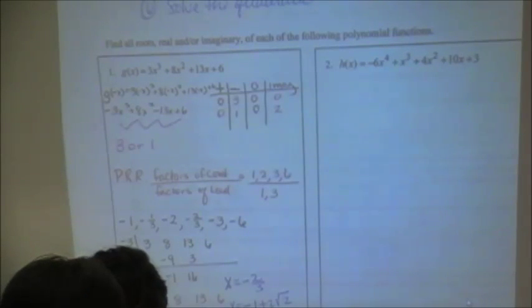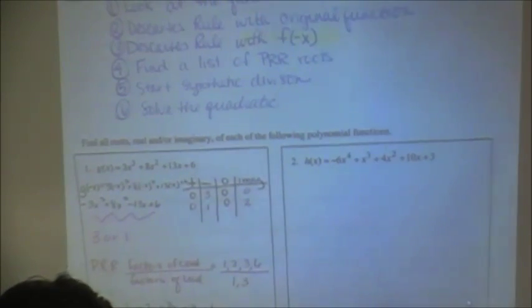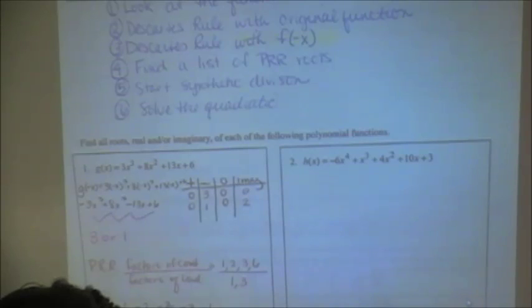Okay, so you guys do number 2. Follow the steps. You can do what we did, and everybody pick a different PRR once you get to that step. I think it helps go faster. It's longer.